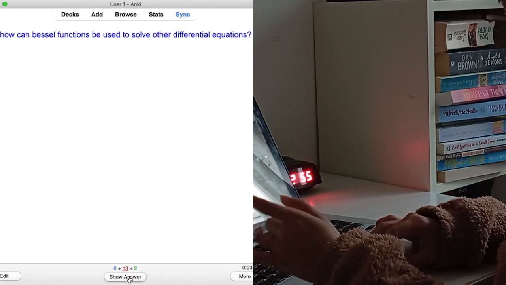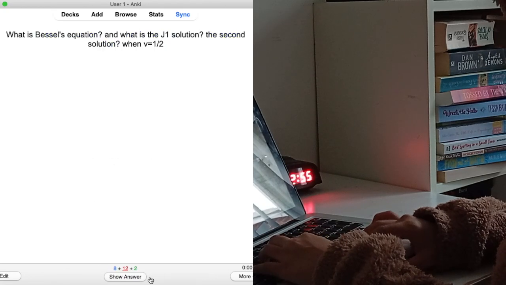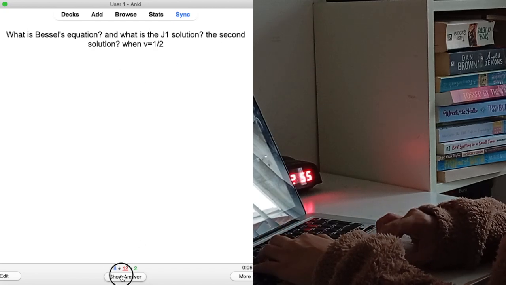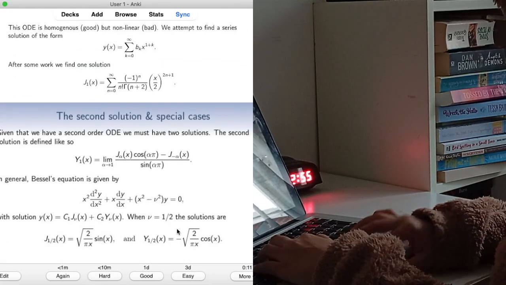How can they be used to solve other differential equations? And then again, same lecture slides, I'll say it's good. What is Bessel's equation? What is the J1 solution? The second solution when v equals a half. I can't remember what any of this means now because it's been too long. But sometimes I'll put a couple of slides in as well, and then just read through it, make sure I memorize it.